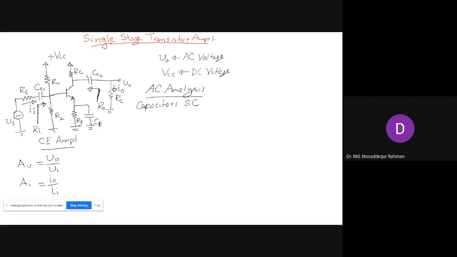Capacitors are short circuit because the impedance of the capacitor is given by 1 over omega C, the reactance, and for sufficiently high frequency this becomes quite small, much smaller than the resistances, which are in the kilo ohms range. So we assume that they are almost like short circuit. So for AC analysis, we first short circuit the capacitors.